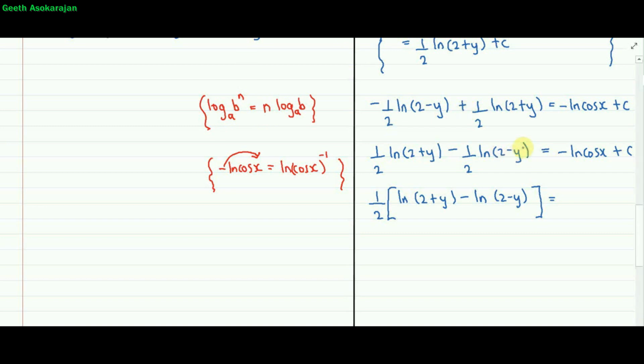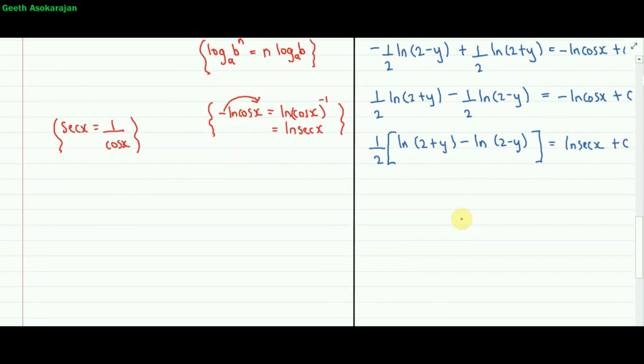Let me keep it to red. And remember, in trigonometry, sec x is the reciprocal of cos x, and bearing that in mind, ln cos x to the power minus 1 can be written as ln sec x. So bearing in mind that, let's incorporate it here. So minus ln cos x is the same as ln sec x, plus c.